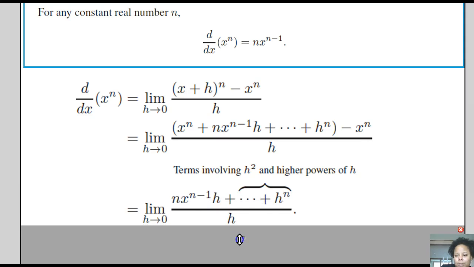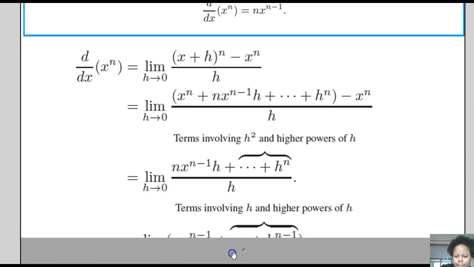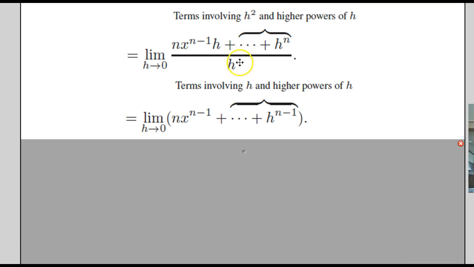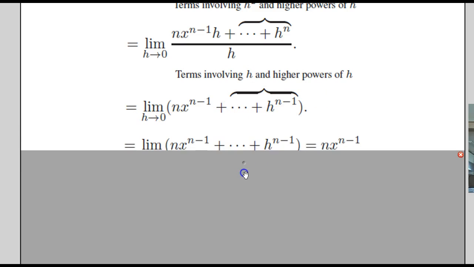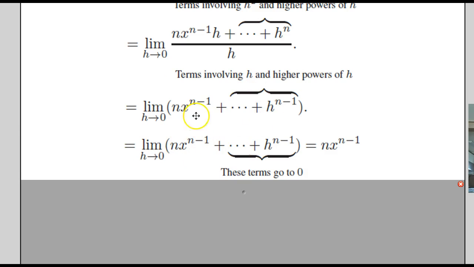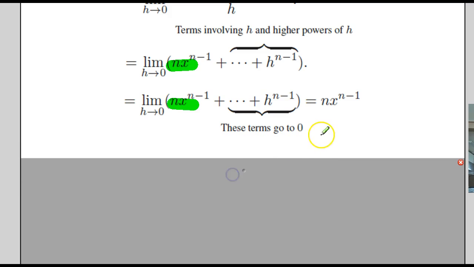I can divide out h from each of those terms, and I end up with terms involving h squared and higher powers of h. After I divide out h from each term, I end up with this expression. As h goes to 0, those terms also go to 0, and I'm just left with this. And that's why the derivative of the power function x to the n is equal to n times x to the n minus 1.